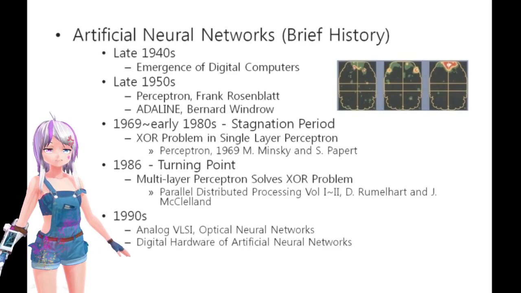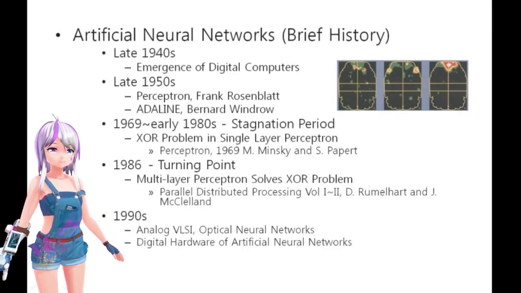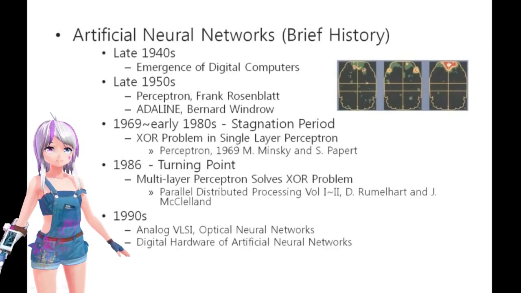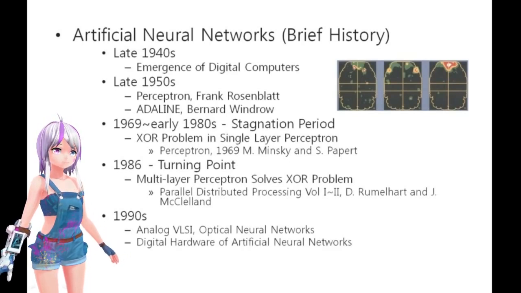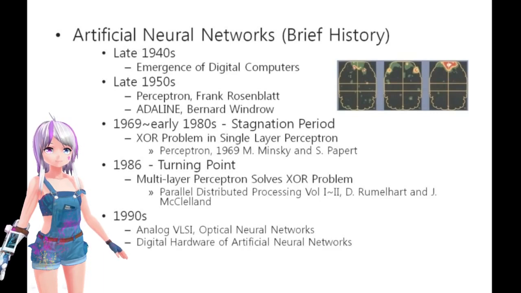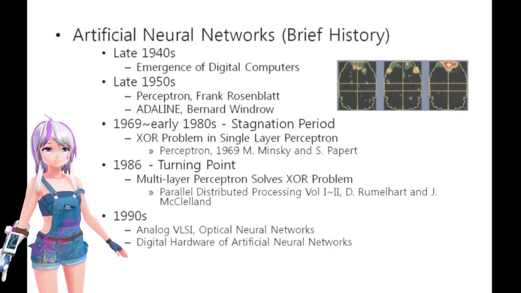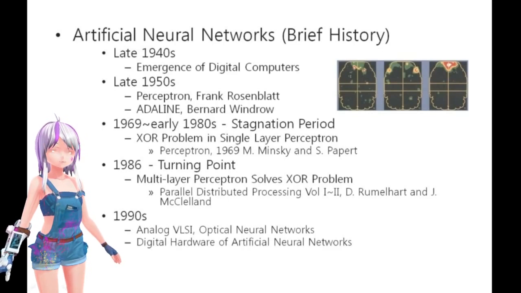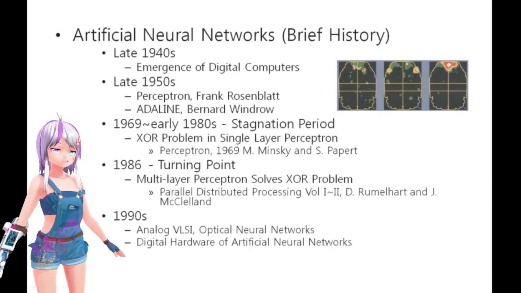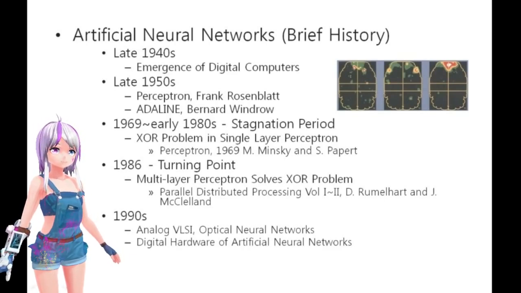But at the time we had some kind of hope that it might solve some complex problems in the AI community. So in 1990, they developed hardware, analog VLSI, or optical neural networks, and digital hardware for the network structures of artificial neural networks. Of course, there was a second stagnation period, because as the number of hidden layers goes deep, we have many layers, a deep neural network, and then we have a problem with adaptation of those weight parameters. That was the second stagnation period.